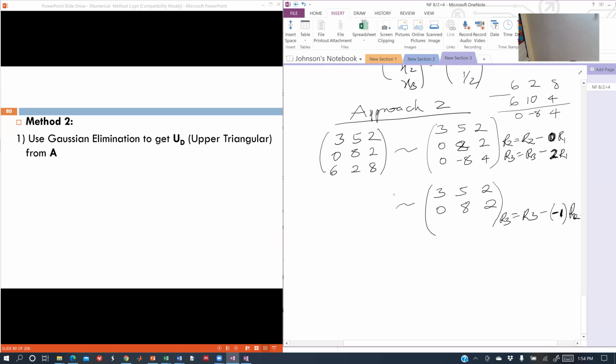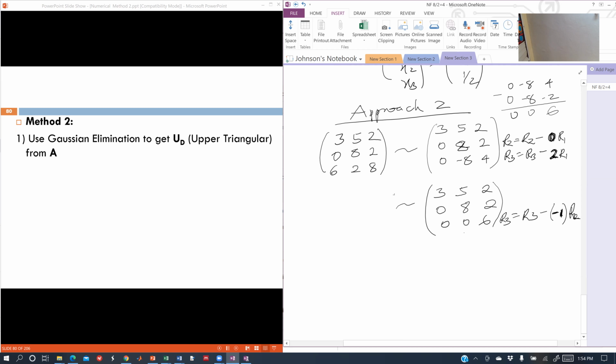And so when I do that, I'm going to have it come out as 0, -8, 4. -1 times 2 will give me 0, -8, -2. Subtract, and this goes to 0, and this goes to 6. So 0, 0, 6.